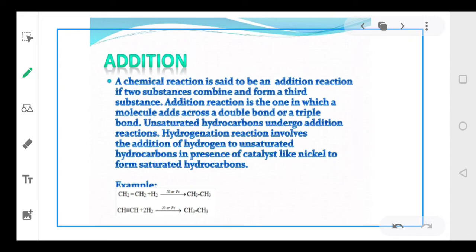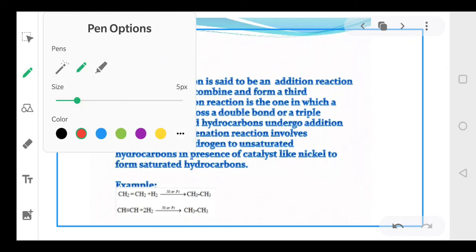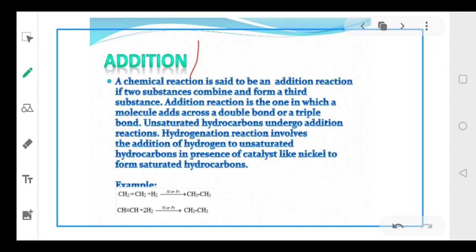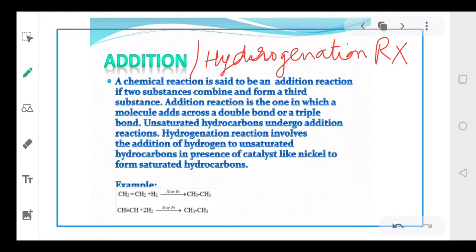The third reaction is called the addition reaction, or we can call it the hydrogenation reaction. Okay, clear everyone? So your unsaturated hydrocarbons undergo the addition reactions.